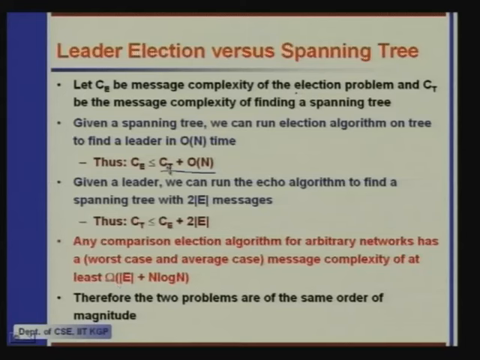And then again, if you substitute CE with this here, then you see that CT is greater than or equal to order of E plus n log n. So, therefore, we see that CT is bounded on both sides by E plus n log n, and therefore, it also has a complexity of E plus n log n. So, that shows that both the election algorithm and the spanning tree algorithm are of the same order of magnitude.